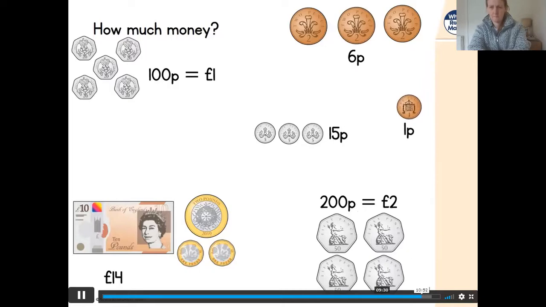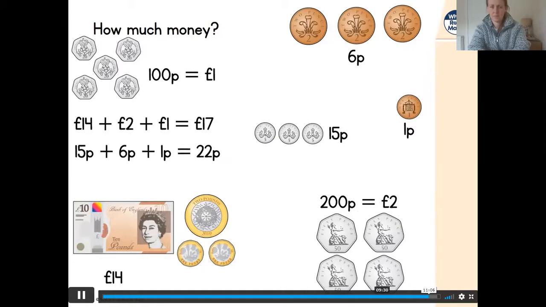So now I'm going to add all our amounts together. I'm going to add the pounds first. So I've got £14, then I had £2 in 50 pence pieces, I had a pound in 20 pence pieces, so that's £17. Then I'm going to add together my pence amounts. 15 pence, add 6 pence, add 1 pence is 22 pence. So our total amount that we've got here is £17 and 22 pence.